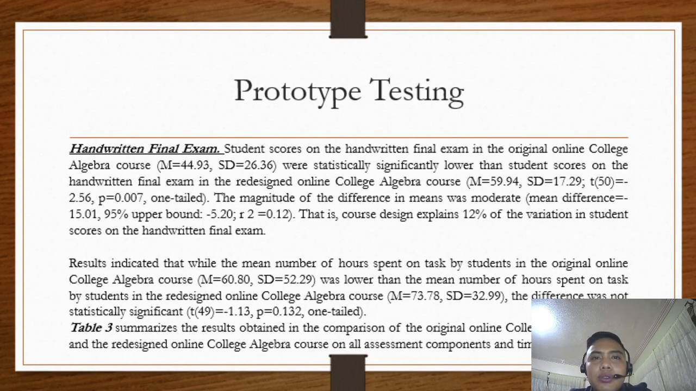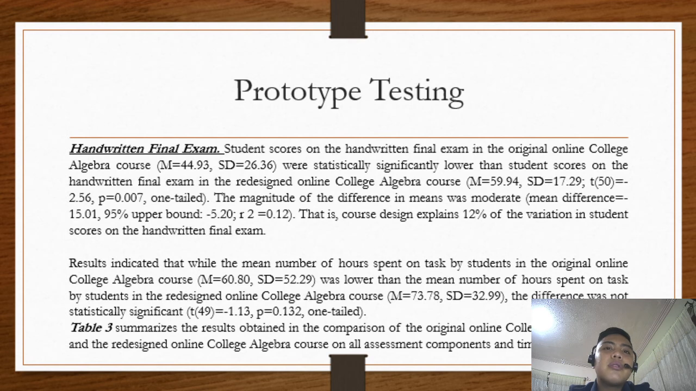Now, results indicated that while the mean number of hours spent on task by students in the original online college algebra course is lower than the mean number of hours spent on task by students in the redesigned online college algebra course, the difference was not statistically significant.